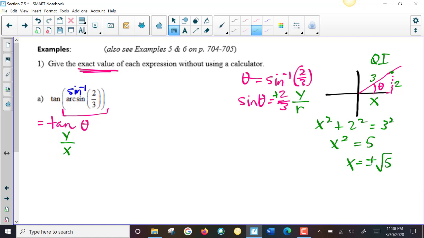All right, and since we're in quadrant 1, we choose the positive root. So x is the positive square root of 5. Therefore, we get the tangent of theta to be, what's y? Y is 2 over the square root of 5, or 2 square roots of 5 over 5. Now, you check it. Put this in your calculator. If you put the left side in your calculator and the right side in your calculator, those should come out to be the same.